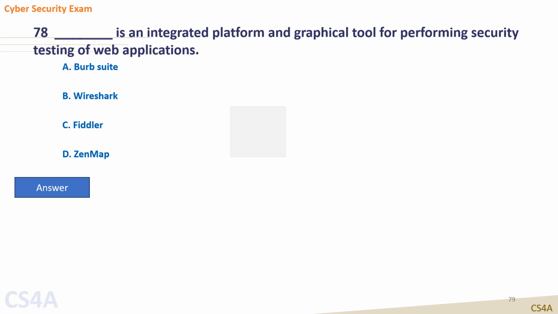The question is: which is an integrated platform and a graphical tool for performing security testing of web applications? Burp Suite, Wireshark, Fiddler, and Zenmap. So the question stated the graphical integrated platform. So the answer is Burp Suite is the correct one.